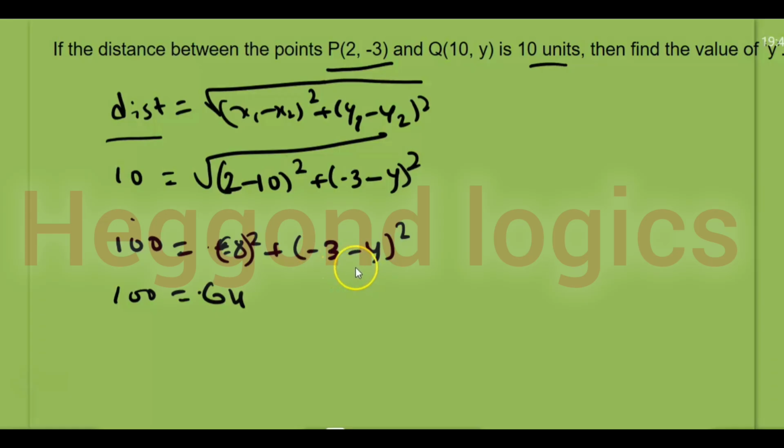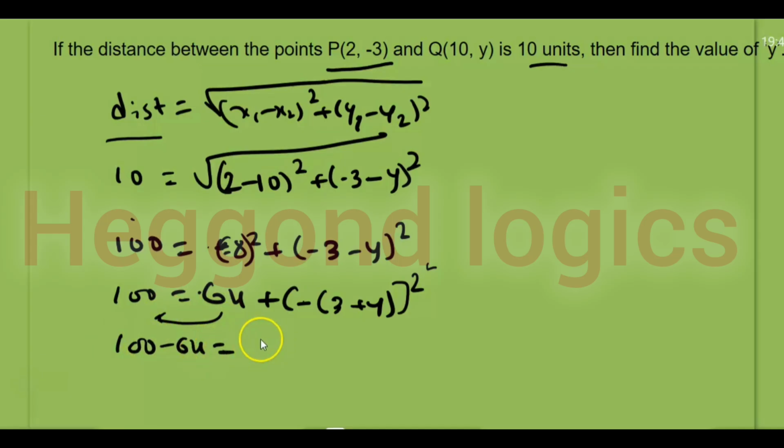Minus 3 and minus y whole square. Take a minus sign outside, or otherwise plus minus in the bracket, 3 plus y whole square. That means this minus into minus is a plus because the even power is there. Then 64 you have to transfer here. 100 minus 64 is equal to, and this becomes plus 3 plus y whole square. That means this is in the form of (a plus b) whole square format.